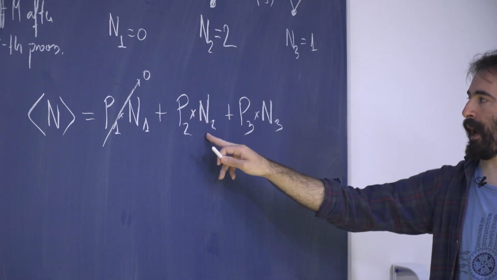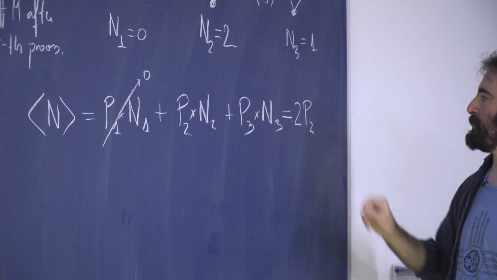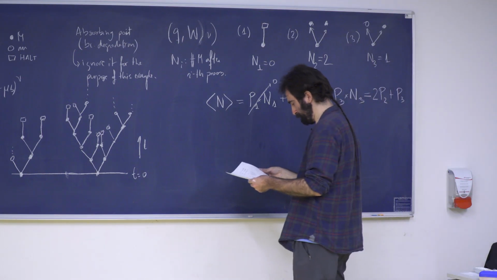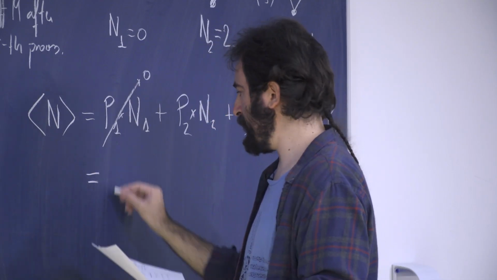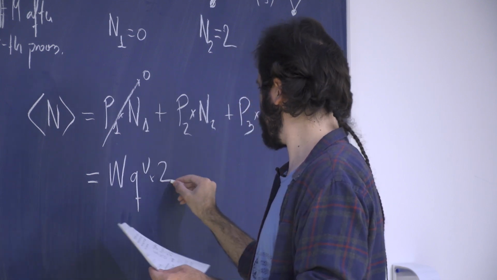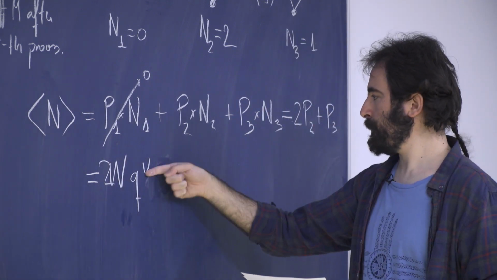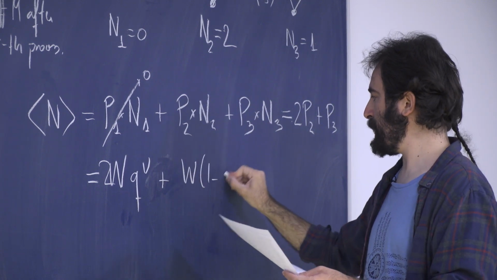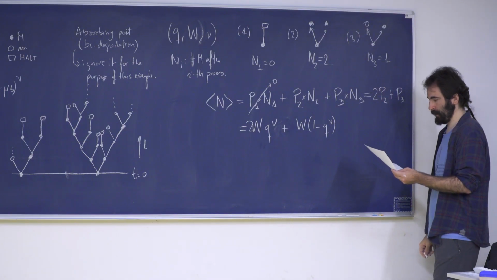What about here? Well, here I have a 2, here I have a 1. I need to basically do this calculation: 2 times P2 plus P3. And we have computed this before. I'm going to write it down here. We computed this before, and it's basically this times 2. Well, if you want, 2 times this. Plus W(1 minus Q) to the power nu. All right, this was P3. I think I'm saying this correctly, yes.